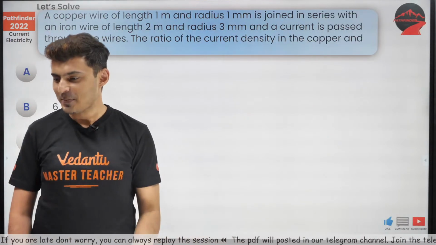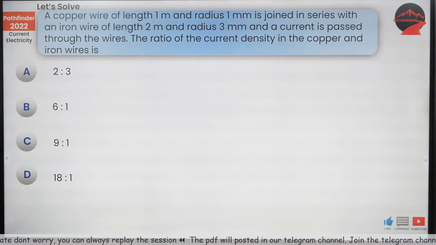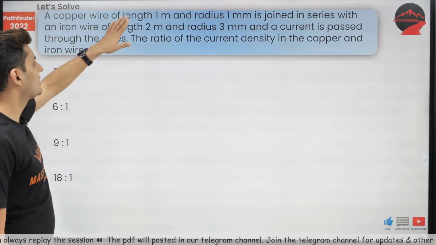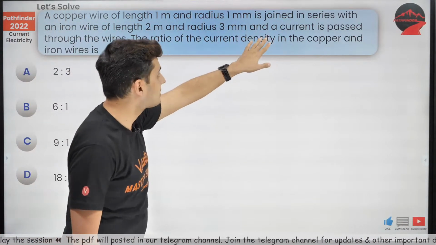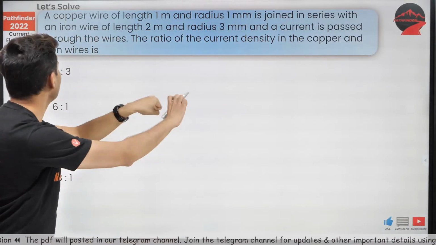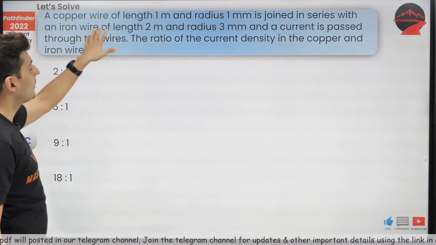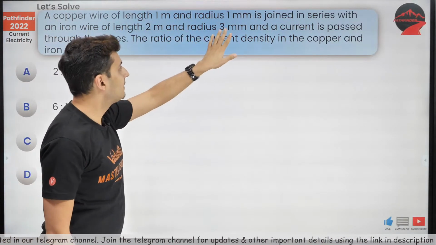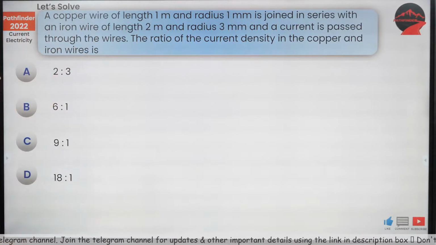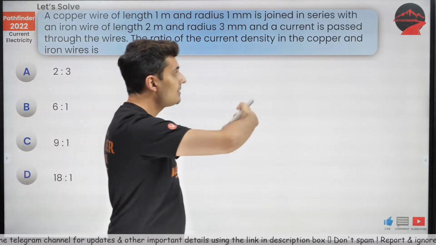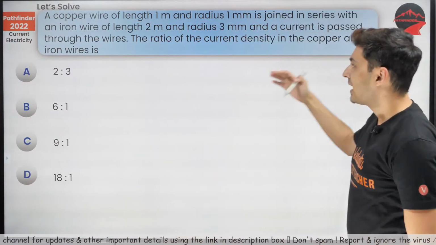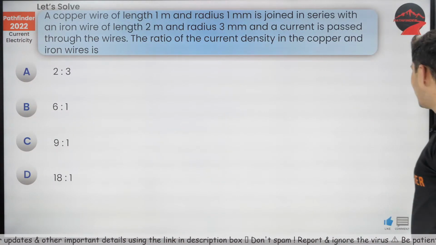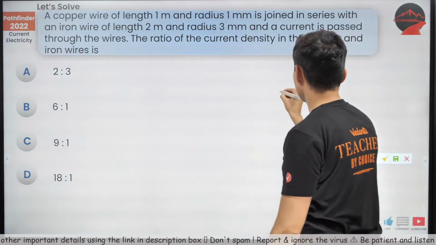All right, cool. Let's move on to the next question coming up on your screen. There is a copper wire of certain length and certain radius, joined in series with another wire of another length and different radius. Current passes through the wires which are in series. What is the current density ratio in the copper and in the iron wire? Very interesting question. Let's see if we can solve this.